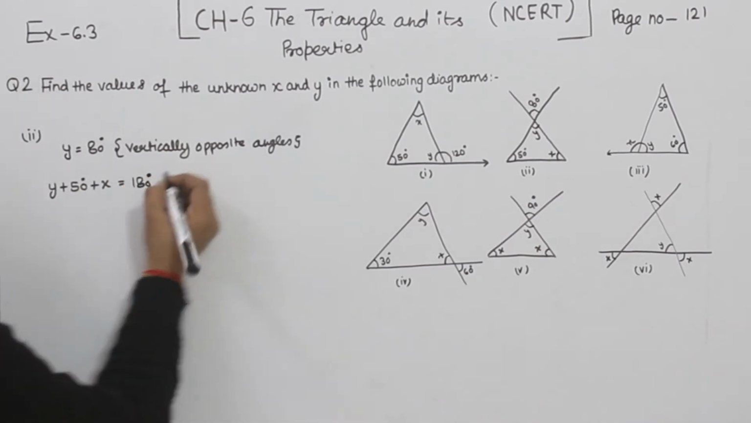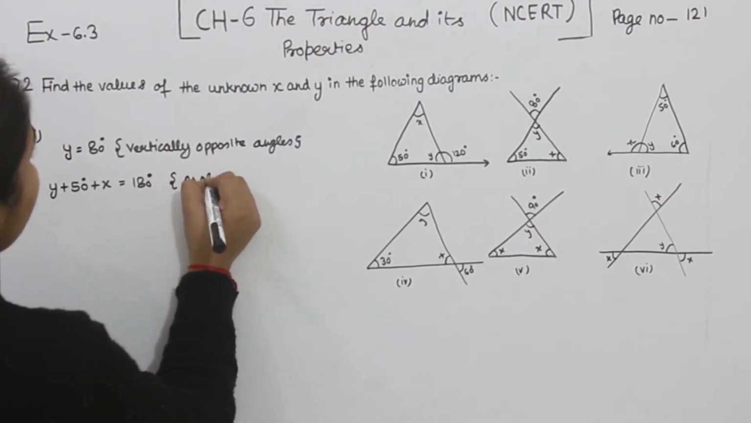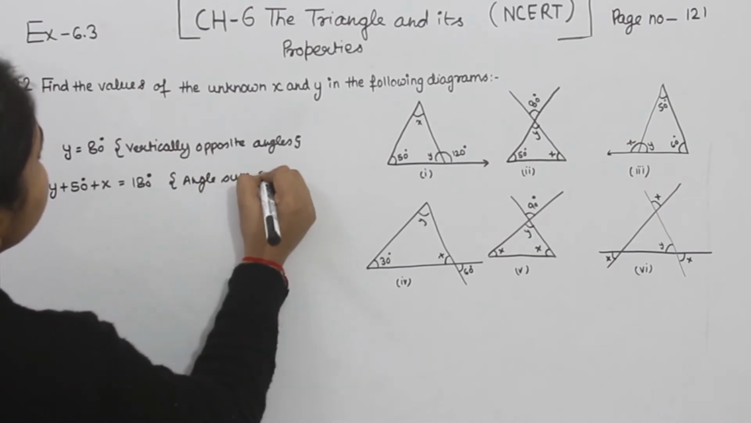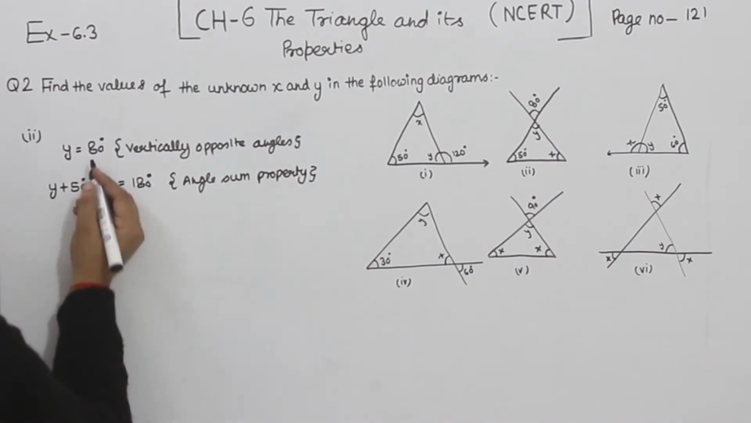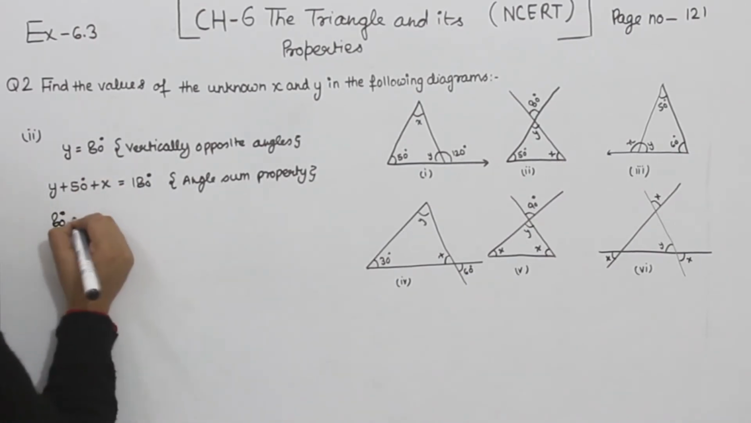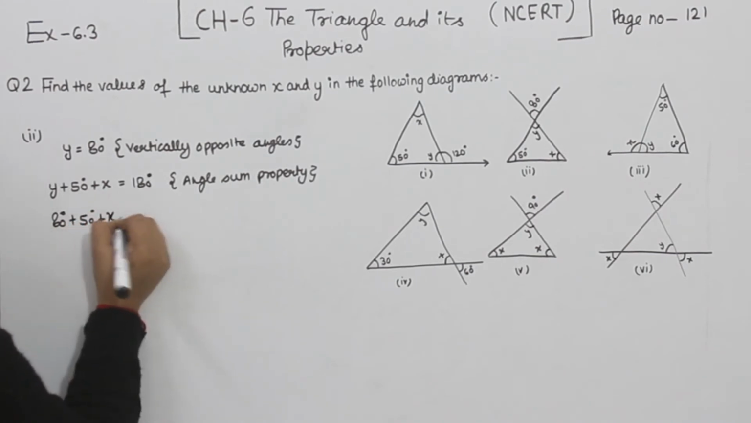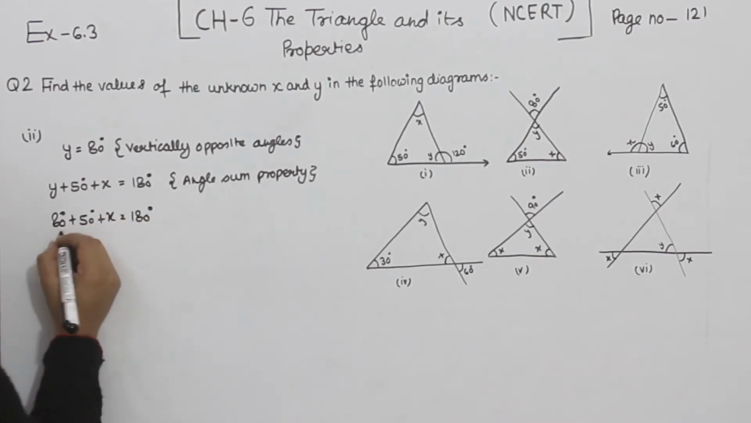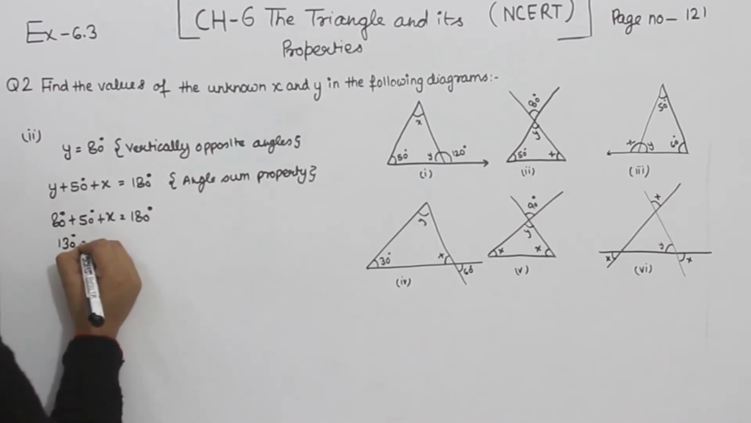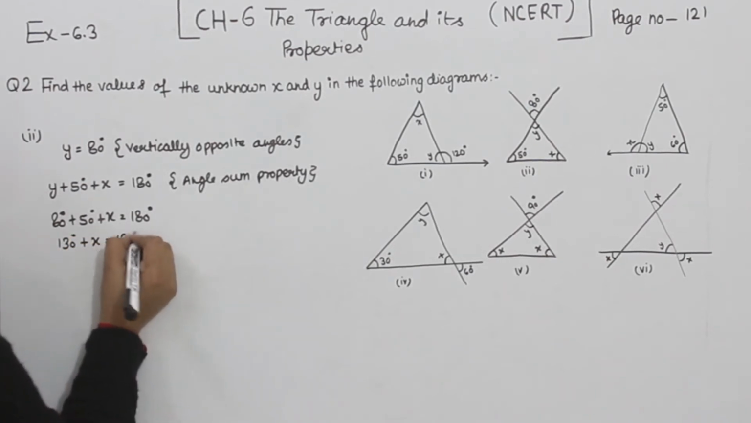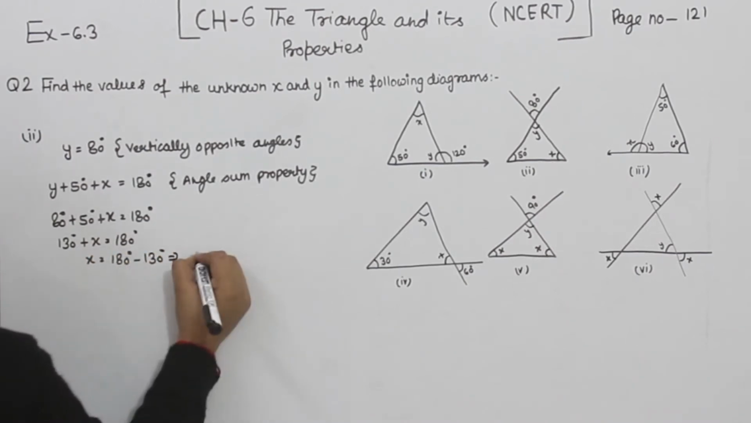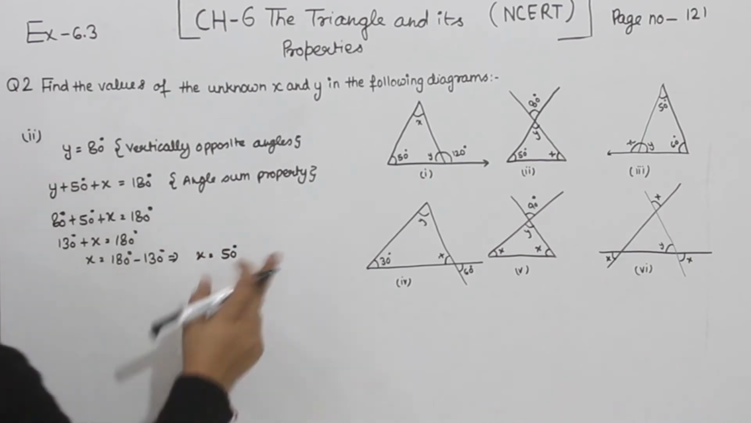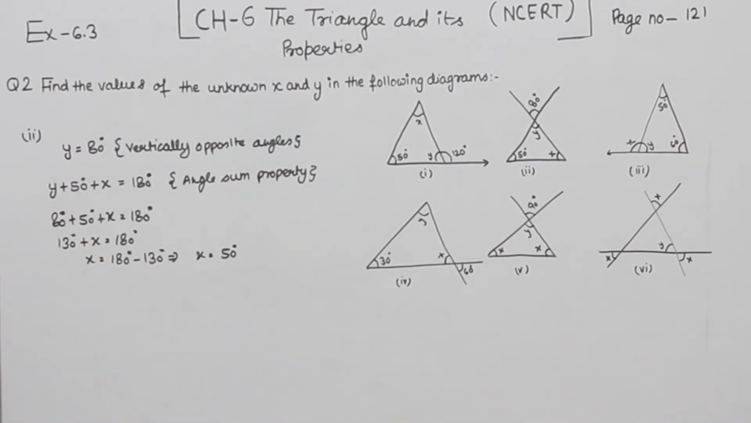Now y plus 50 plus x, we have to find the value of x. This one is equal to 180 with the angle sum property. Now the value of y is equal to 80 degree plus 50 degree plus x is equal to 180, 130 plus x is equal to 180 degree. Now x is equal to 180 degree minus 130. Now x is equal to 50 degree. So the value of x is equal to 50 and the value of y is equal to 80. This is the part 2.